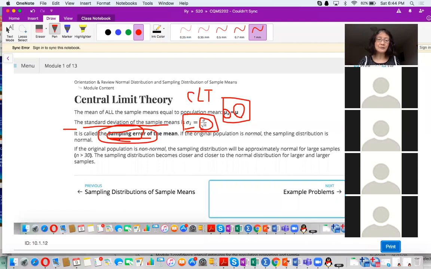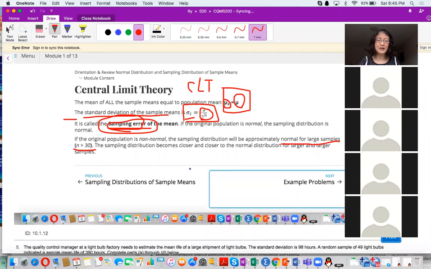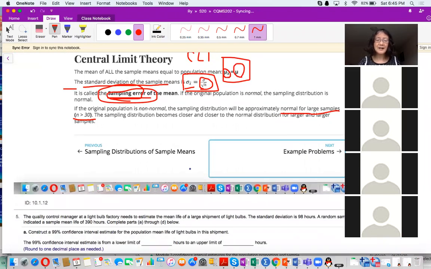Some students ask, what is the sampling error? It is the standard deviation divided by the square root of sample size. Another commonly asked question is, how do I know it is a normal distribution? It is normal when you have a large sample. How large? When the sample size is greater than 30, you can assume it is a large sample. Okay, so this is the online module. Any questions?